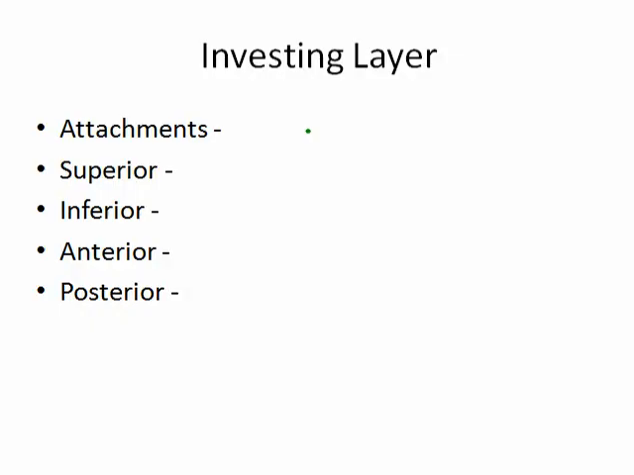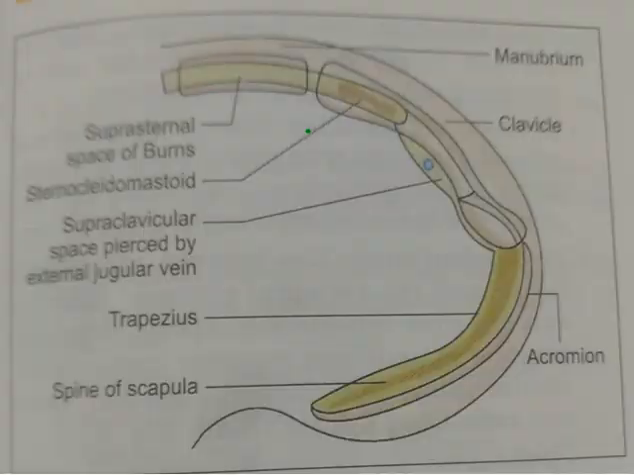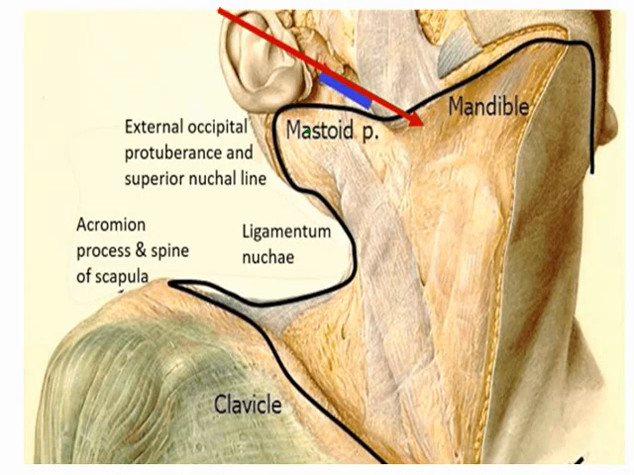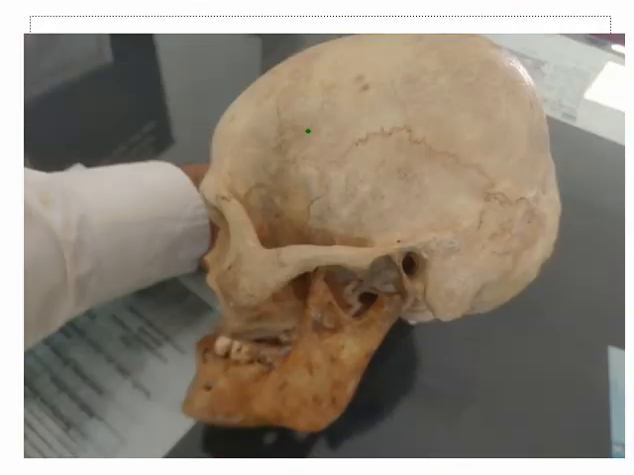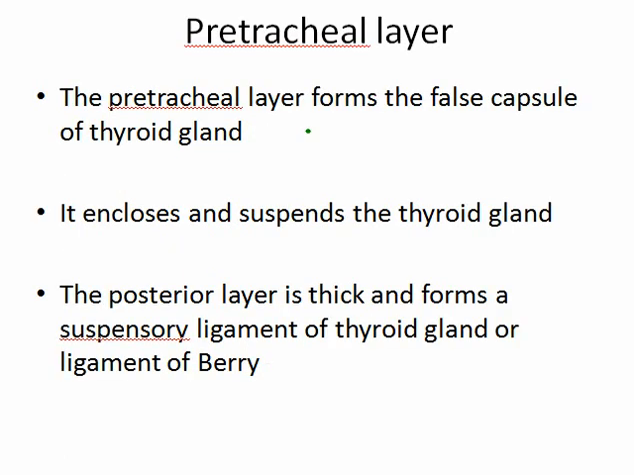Now we will come to the next layer, that is the pretracheal layer of the deep cervical fascia. As the name suggests, this layer is pretracheal, means it is present in front of the trachea. Now we will see a figure which is a sagittal section.